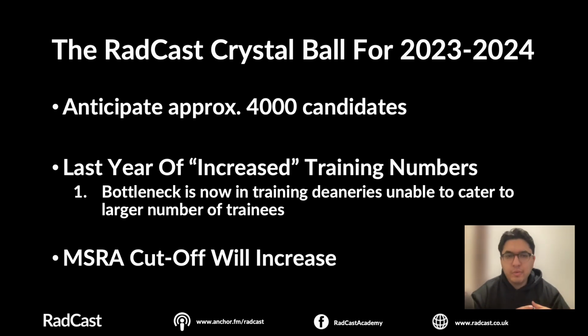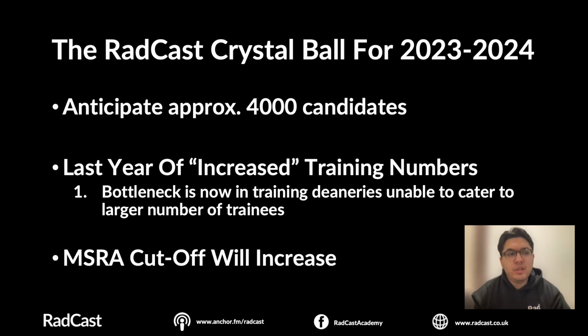Even things like AI, where I know every Tom, Dick and Harry is saying we're out of jobs, but fundamentally, it's still exposed radiology as a specialty. So we think that number is going to potentially hit 4,000 this year.